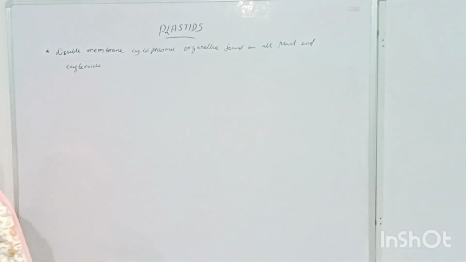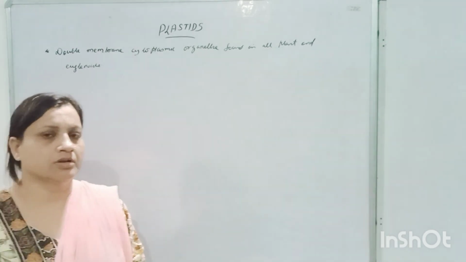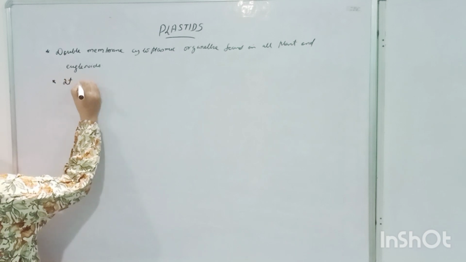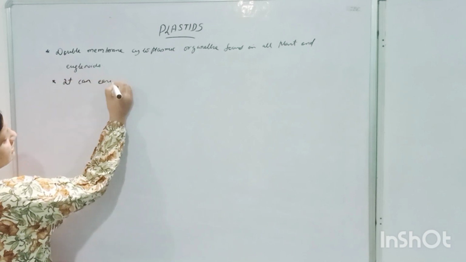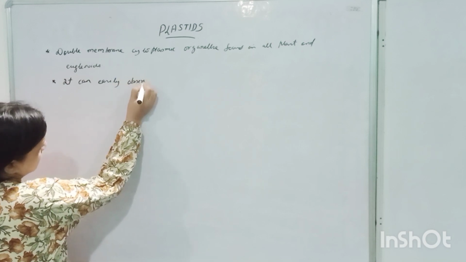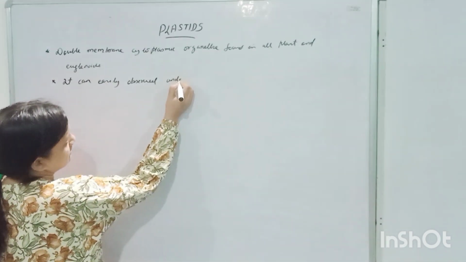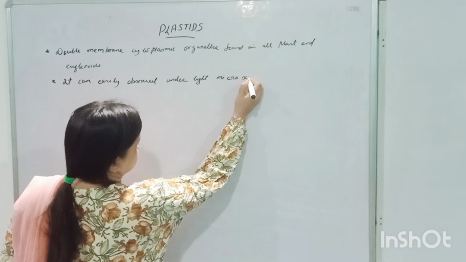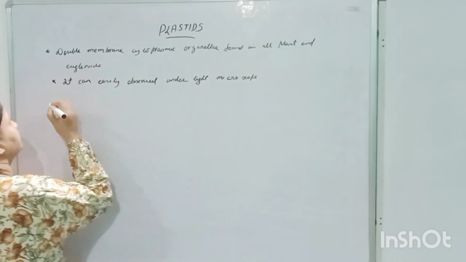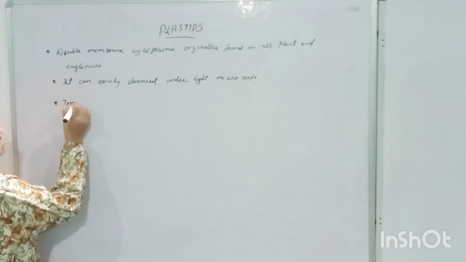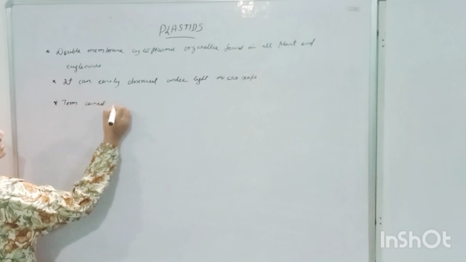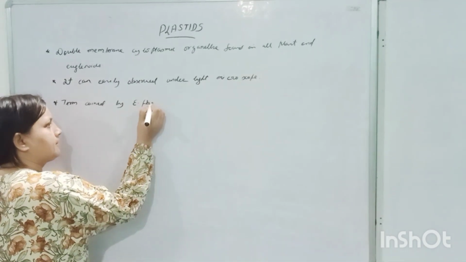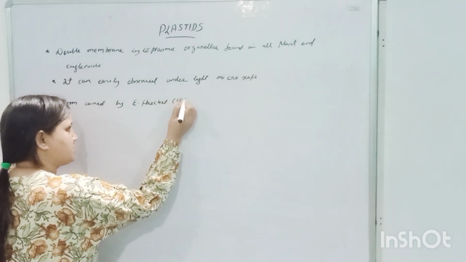These plastids can easily be seen under the light microscope. The term plastid was coined by E. Haeckel in 1866.